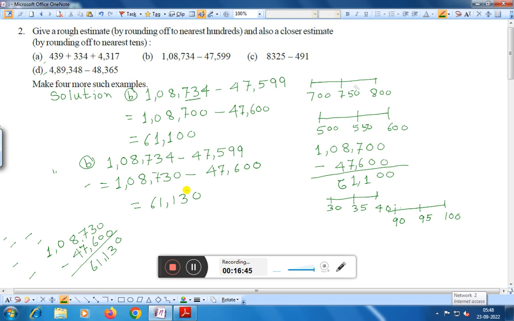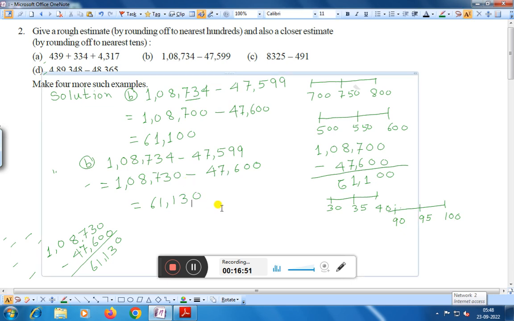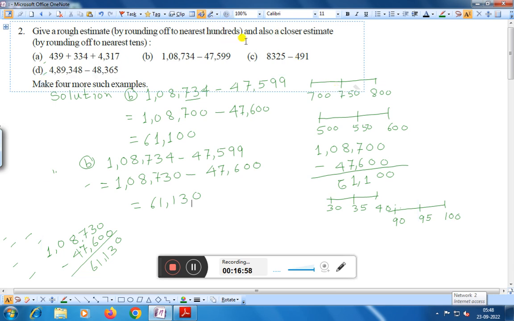Now we will do question number C. Same way, one by nearest 100 and other by nearest 10. Now we will do question number C.